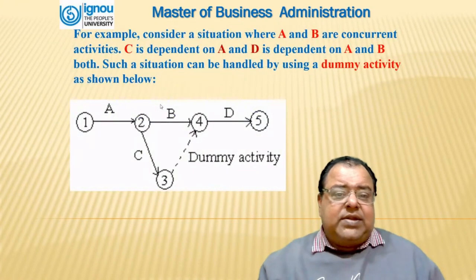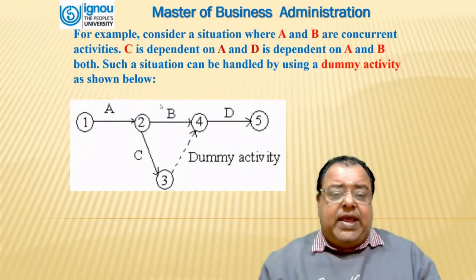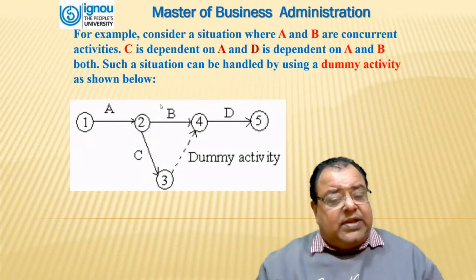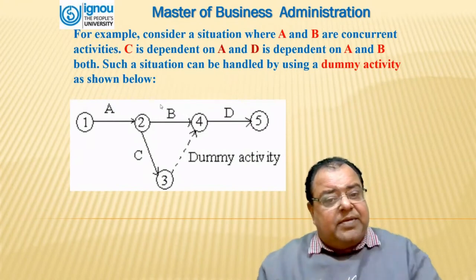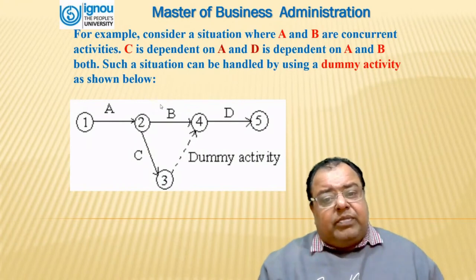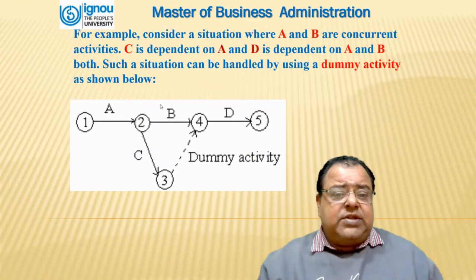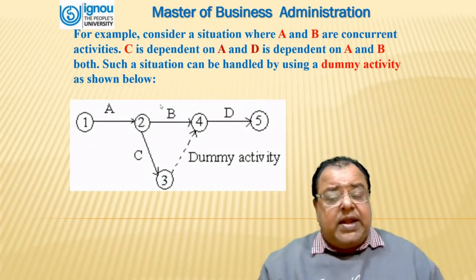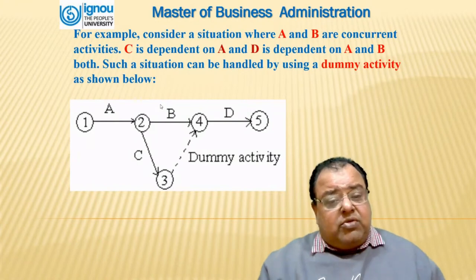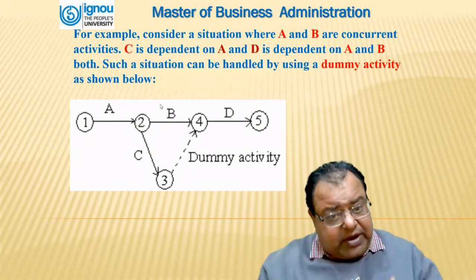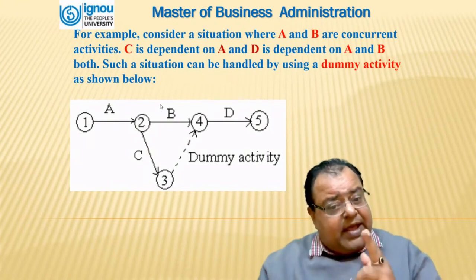For example, consider a situation where A and B are concurrent activities. C is dependent on A and D is dependent on A and B, both. Such a situation can be handled by using a dummy activity as shown here. That means we are connecting 3 to 4 by a dummy activity which is denoted by a dotted line arrow.